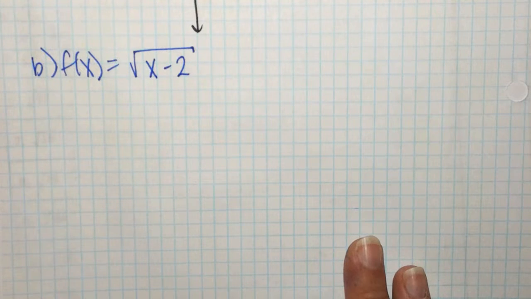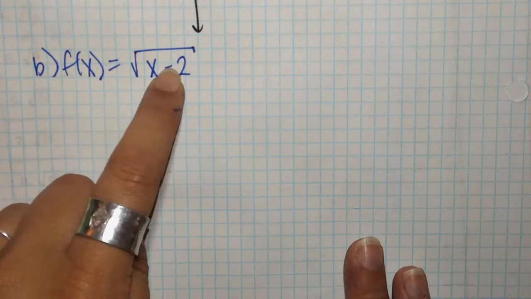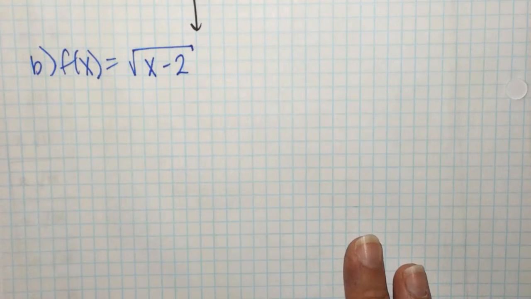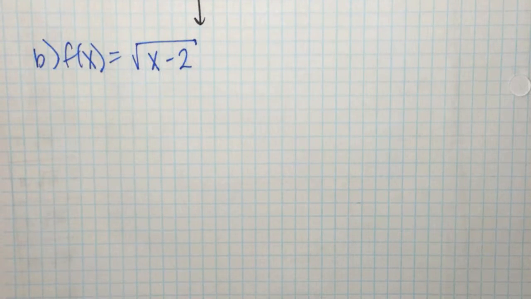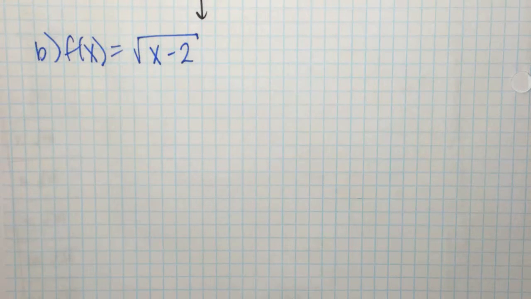Now, A was the square root of x plus 3. This is the square root of x minus 2. They're two different things, so make sure you're saying it right. What we're going to do first is find our vertex. What is our vertex?